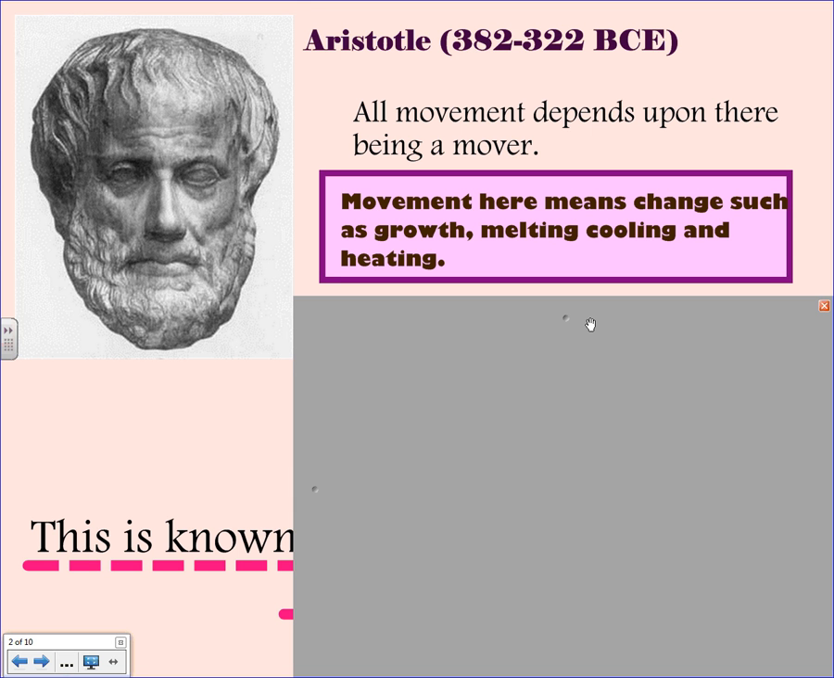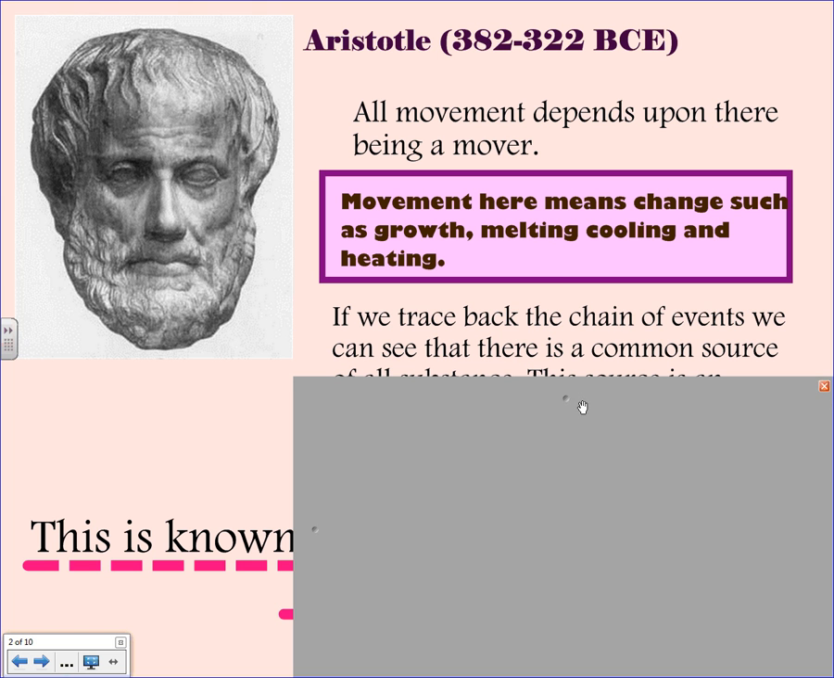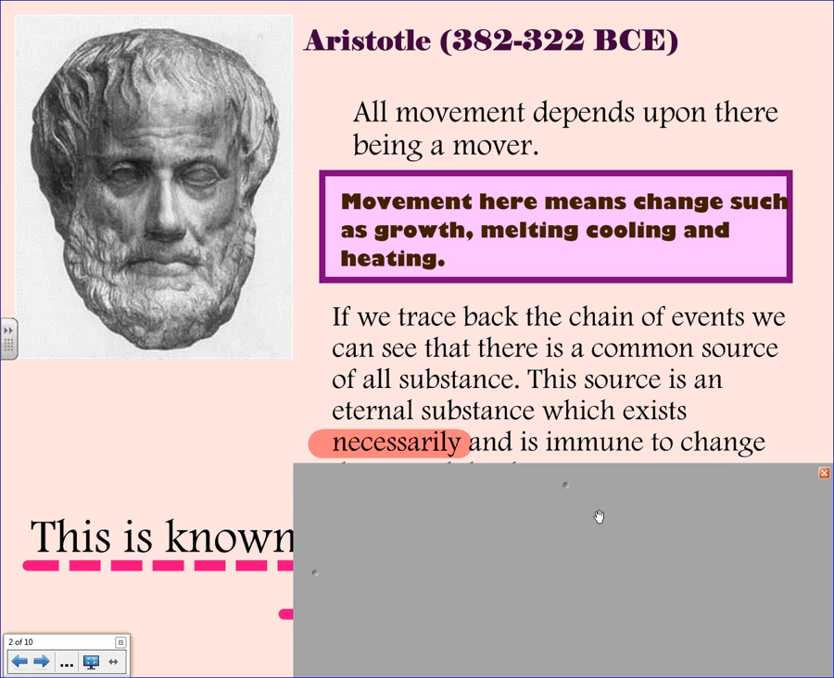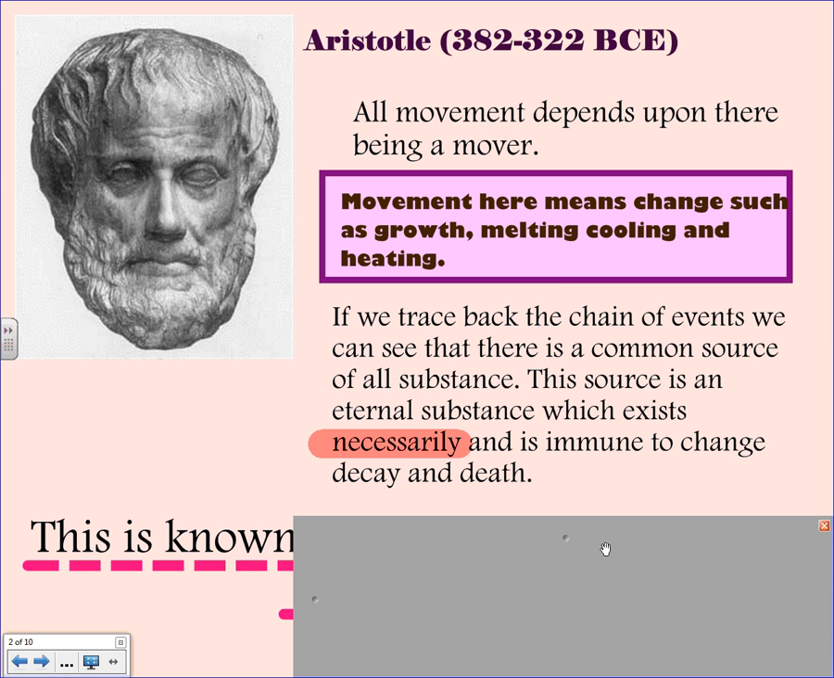Now, this leads us potentially to a bit of a chain. We can see a chain of events taking place where a movement is brought about by a mover, and in turn that mover changes and that change is brought about by a prior mover. Now, if we were to trace back that chain of events, we should be able to see, according to Aristotle, that there's a common source of all this change or movement.